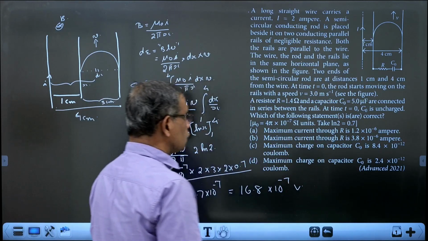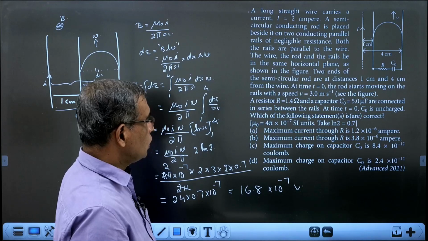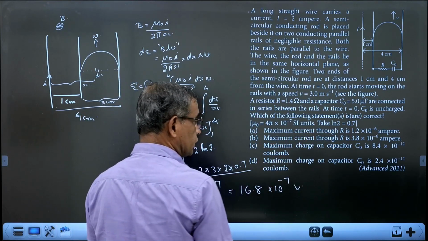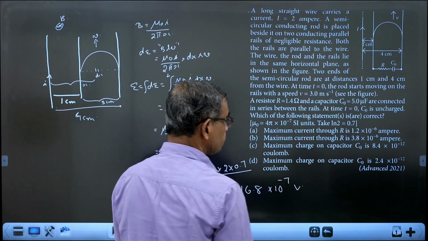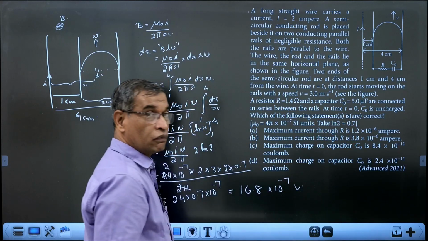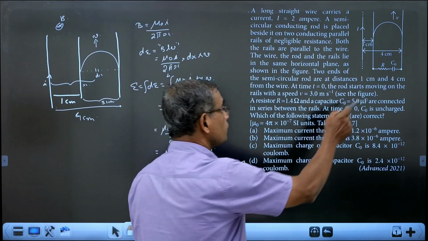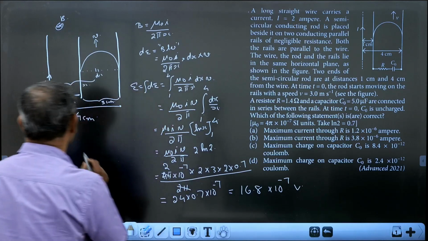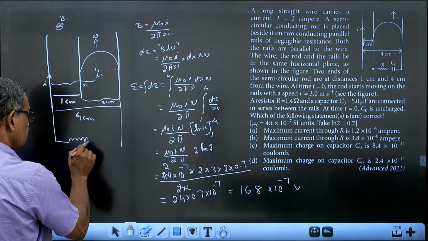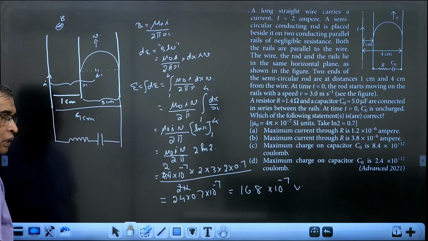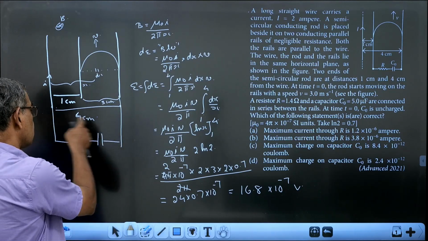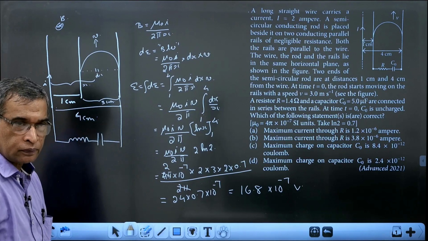Now once you got the EMF, what is asked? The question is the maximum current through the circuit. Maximum current we have to find out, and out of these which one is the correct one we have to decide. Similarly, maximum charge, and at what time? It is given that when t is equal to 0, look into the figure. Here there is a resistor and there is a capacitor. When t is equal to 0, that means the conductor starts moving and acts as a source of EMF this much.